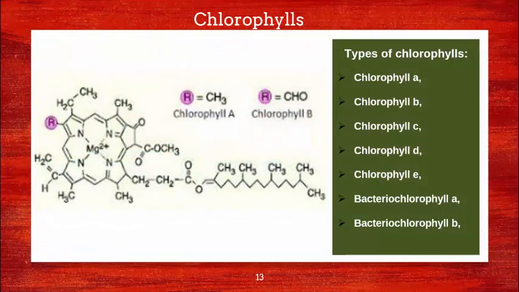Chlorophyll is the main photosynthetic pigment. These chlorophylls are of various types. They are chlorophyll B, chlorophyll C, chlorophyll D, chlorophyll E, bacteriochlorophyll, bacterioviridin. That means there are 7 different types of chlorophylls. Chlorophyll is chemically a porphyrin derivative.